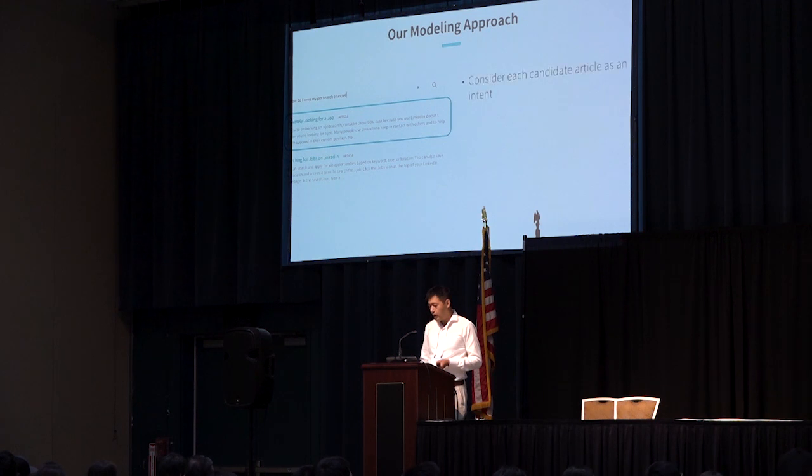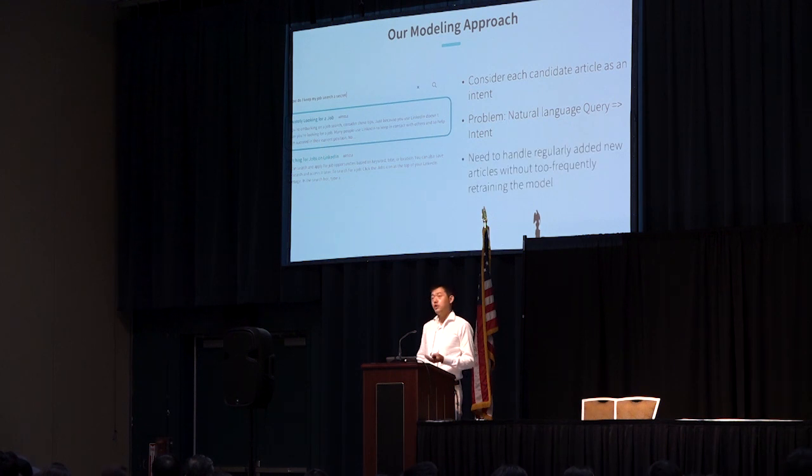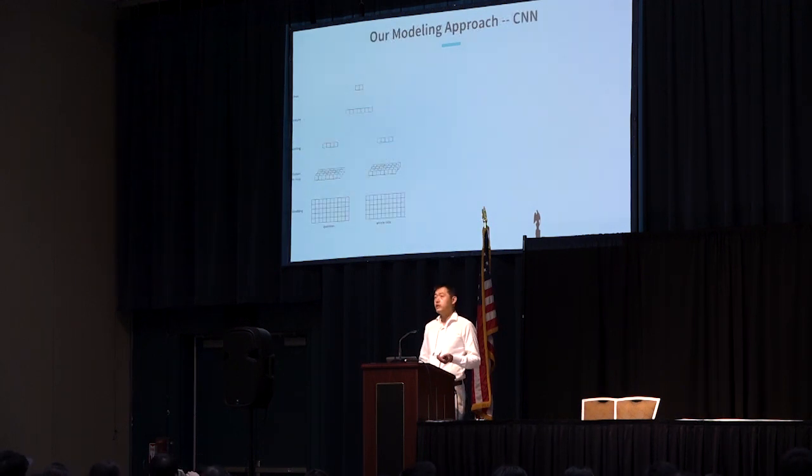And the modeling approach is very simple to start with. We want to start with, hey, I want to consider each candidate as an intent, right? So then it becomes a simple natural language query to intent modeling. It's like the intent prediction that we just talked about. Of course, we do need to handle the new articles, so we have to do something here. Right? So we start with CNN.